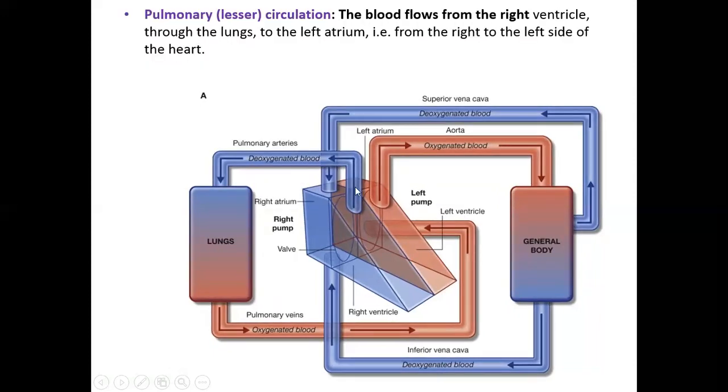So let's start from here. The right ventricle pumps the blood that goes into the lungs, and this is deoxygenated blood. In the lungs, oxygenation occurs, and from the lungs, the oxygenated blood reaches back into the left atrium. That's why I said it is from right to left side of the heart.